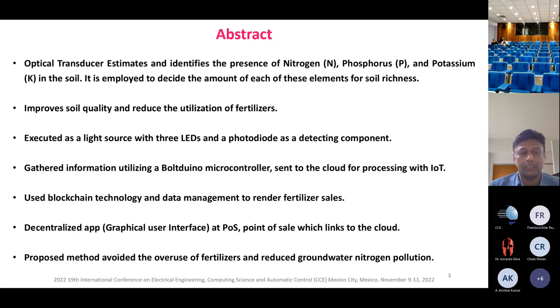developing an app using blockchain technology, which is simply a decentralized app. A GUI app is developed so that it can be useful for the farmers, so that when the NPK levels are low, at that point they can purchase fertilizers and use them. In this way, we can improve the richness of the soil. And here, we can also reduce the groundwater nitrogen pollution with the proposed method.